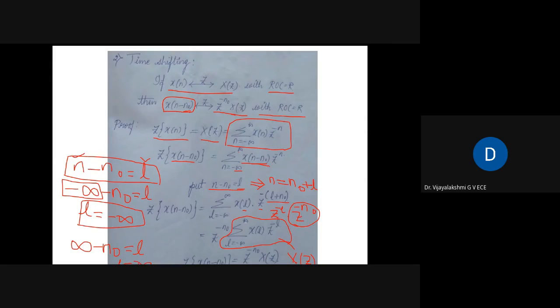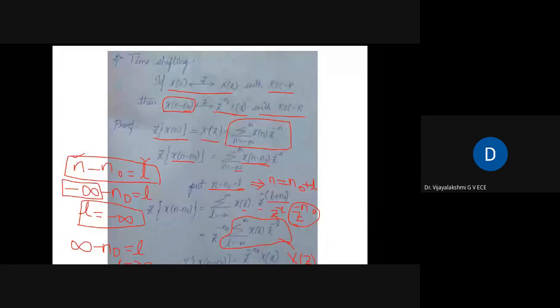After this, I've taken z power minus n naught outside, with the summation of L varying from minus infinity to plus infinity, x of L into z power minus L. So this is X of z. So we got the transform of the shifted sequence in the z domain equal to X of z multiplied by the complex quantity z power minus n naught. So this was about the time shifting property. Next is scaling in the Z domain.